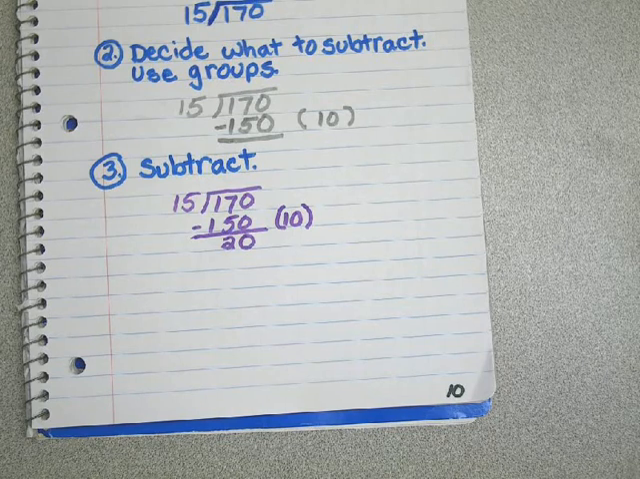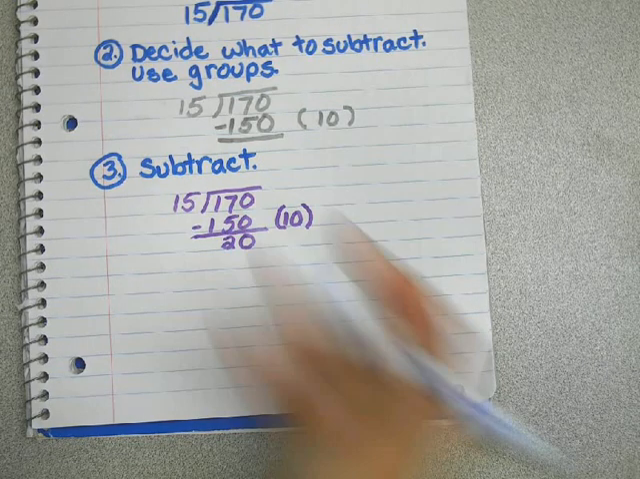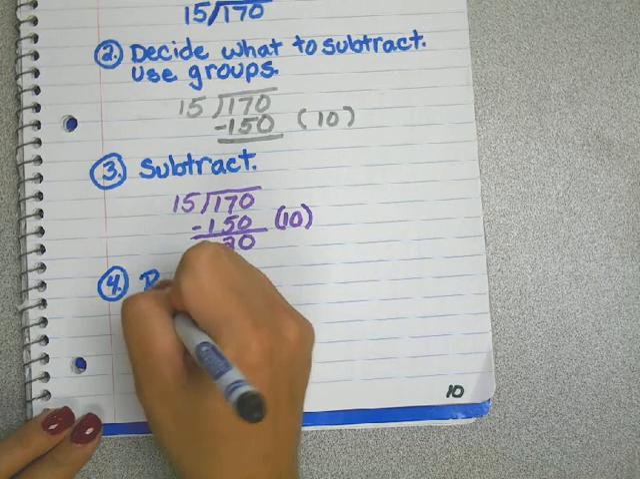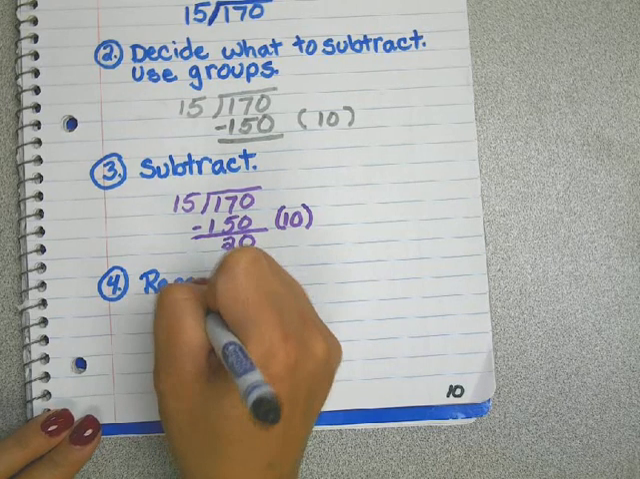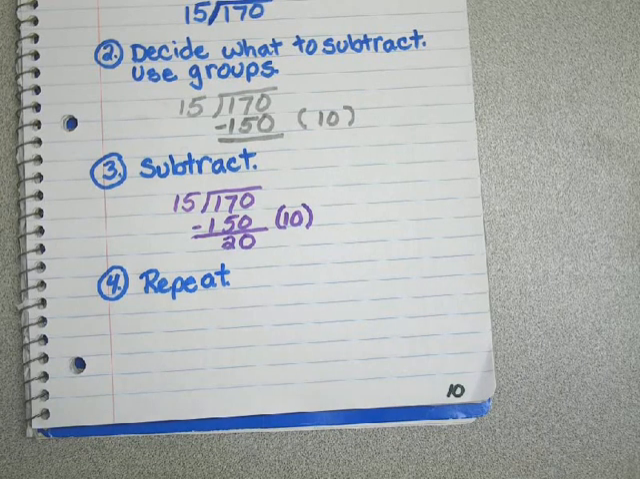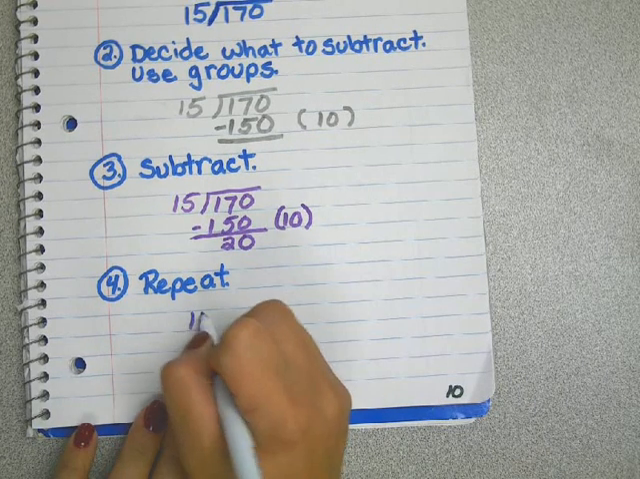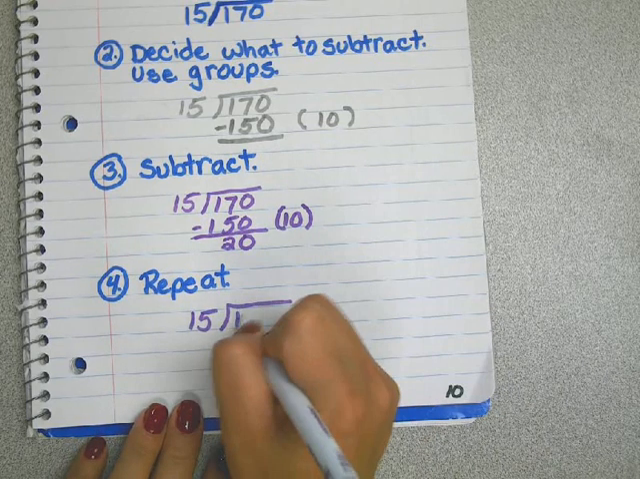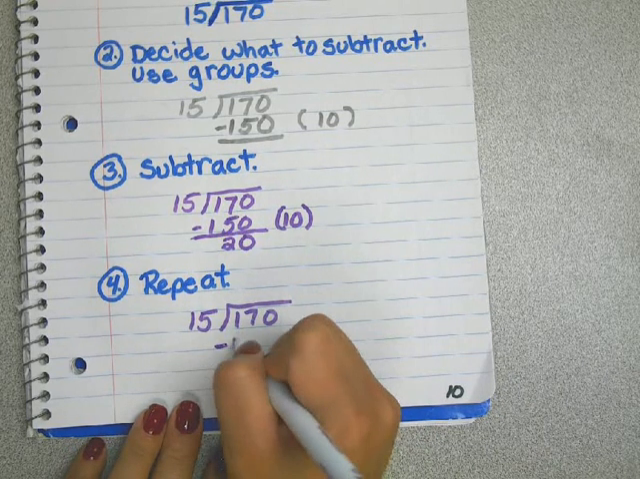Step 4, we're learning repeated subtraction. Any guesses about what step 4 might be, Tucker? Repeat. So step 4, and you are correct. Step 4 is to repeat. We're going to write repeat. I'm going to quickly draw as far as we've gone.